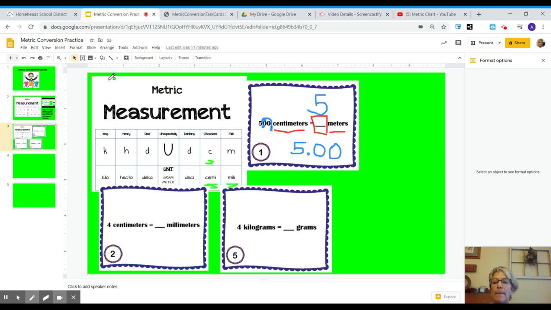And the reason why I remember that is because watch what I can do. I can just memorize it. King Henry died unexpectedly drinking chocolate milk. I can just memorize that and then write it on a scrap piece of paper anytime I needed to use it. But I'm going from centimeters to millimeters.